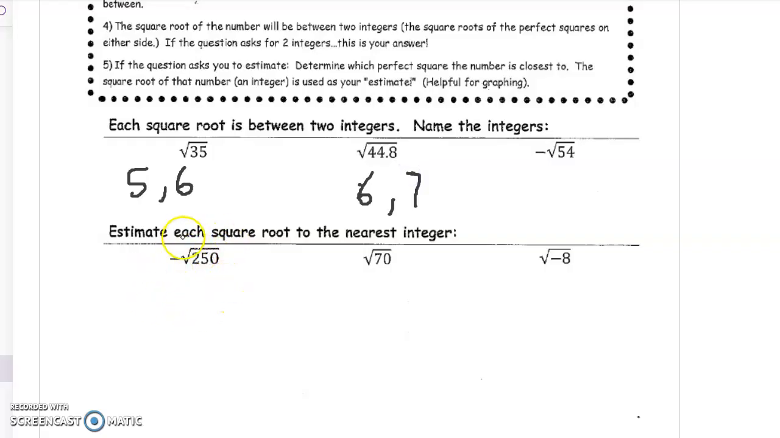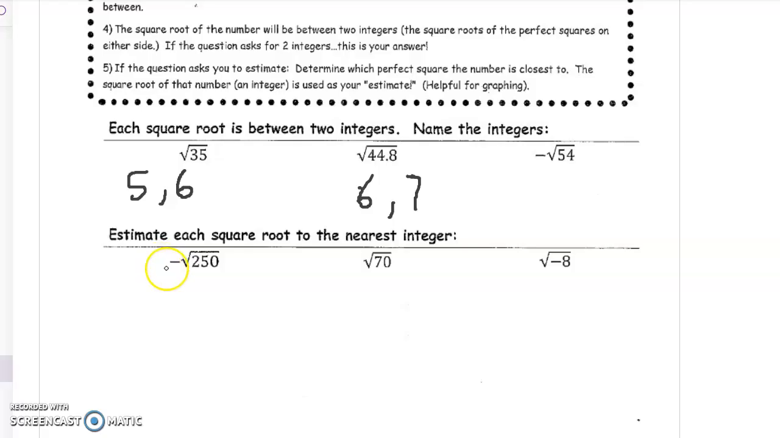Moving down to this problem right here, I wanted to work through this real quick. After working through this one, I'm going to have you guys work on these last three, and then we'll come back together for answers in a second. But we want to estimate to the nearest integer. Sorry. So we have the opposite, or negative, square root of 250. So first of all, we want to think about which square root is closest to the square root of 250.